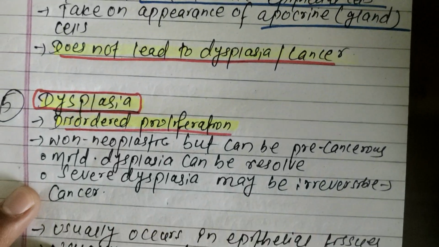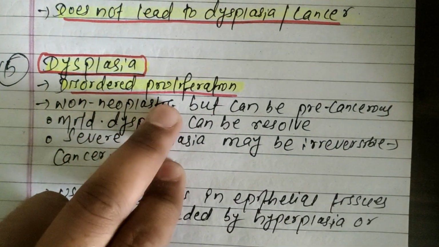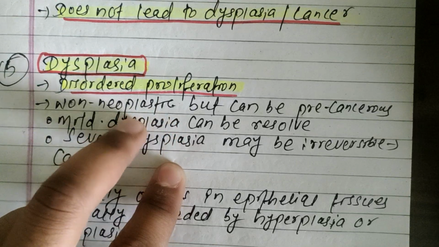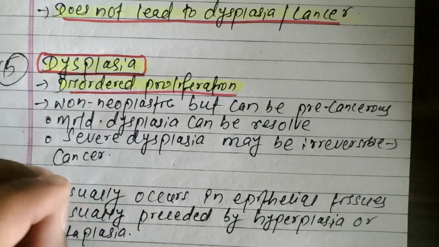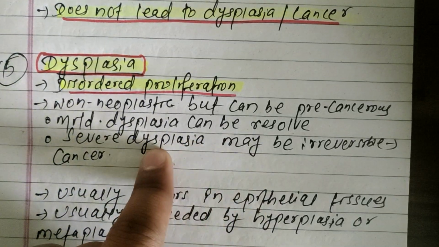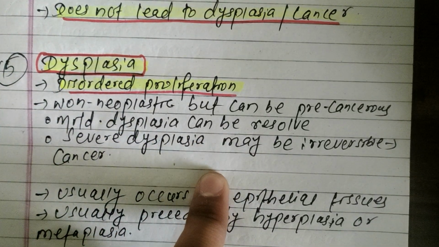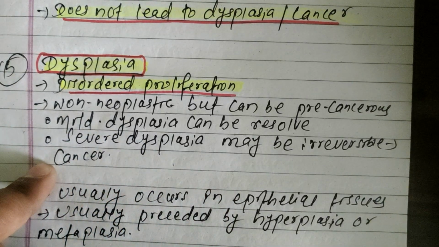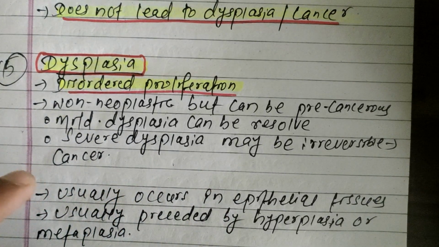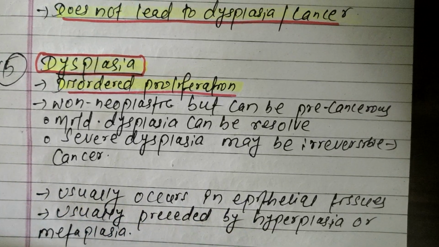Now let's discuss the last cellular adaptation, dysplasia. Dysplasia means disordered proliferation. This is non-neoplastic but can be precancerous. Mild dysplasia can be resolved, but severe dysplasia may be irreversible and may convert to cancer. It usually occurs in epithelial tissues. It is usually preceded by hyperplasia or metaplasia.